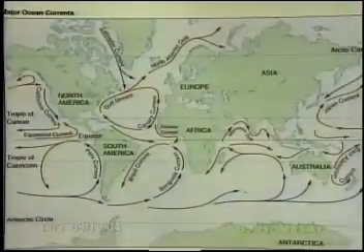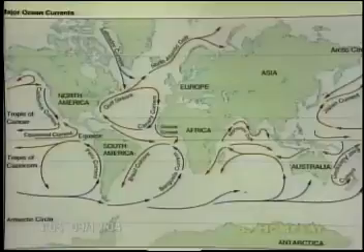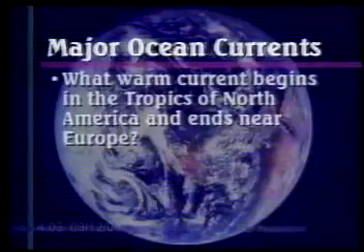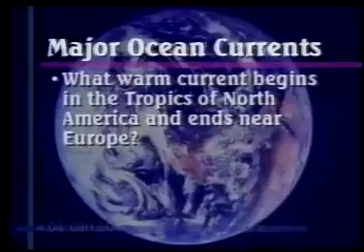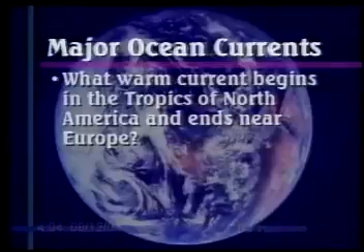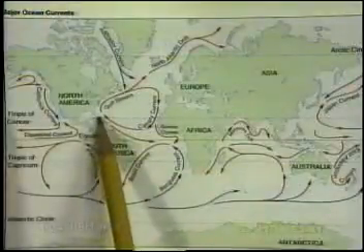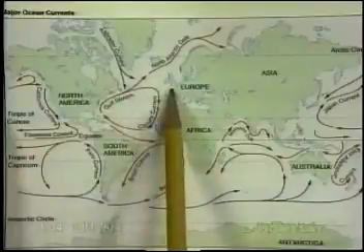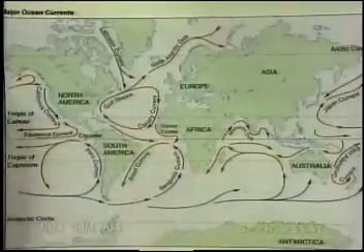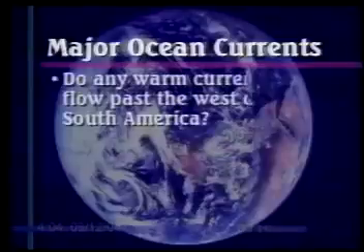So let's answer the Go Exploring questions at the bottom of the page. You might want to jot some of these down just so you have them for reference. Okay? What warm current begins in the tropics of North America and ends near Europe? All right, here's North America. Here's our Tropic of Cancer. If we follow along to Europe, that's going to be the Gulf Stream. The Gulf Stream.